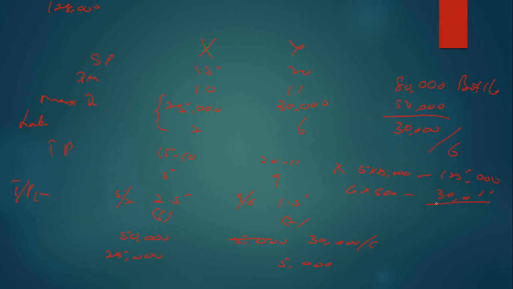Altogether, 30,000 balance, 6 hours, bottleneck. So I can produce 5,000. When I produce 5,000, I get 9 into 5,000, 20 minus 11, 9 into 5,000. So I get 45,000 throughput. So altogether I get a throughput of 170,000. My total operating expenses are 128,000, which leaves me with a 42,000 profit.